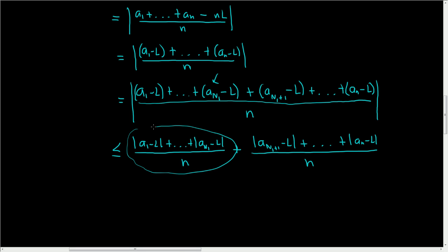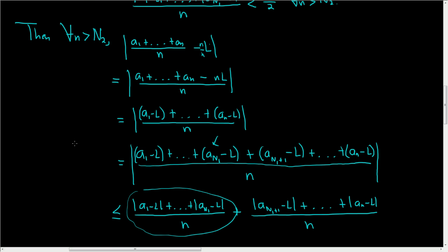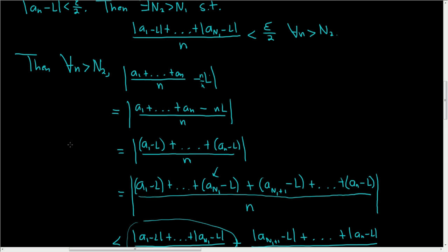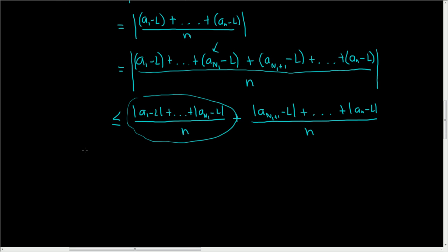And we know something about this term here. We know that because little n is bigger than capital N sub 2, we said it here, it's less than epsilon over 2. So the first term is less than epsilon over 2. What about this term here? Well, this is plus, and here, each of these guys is less than epsilon over 2.